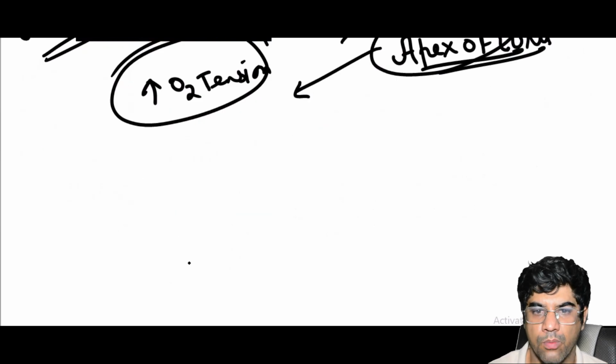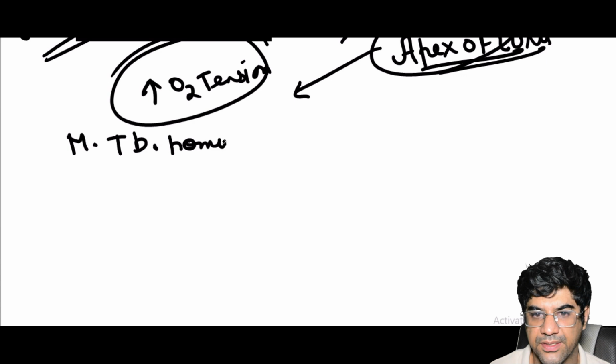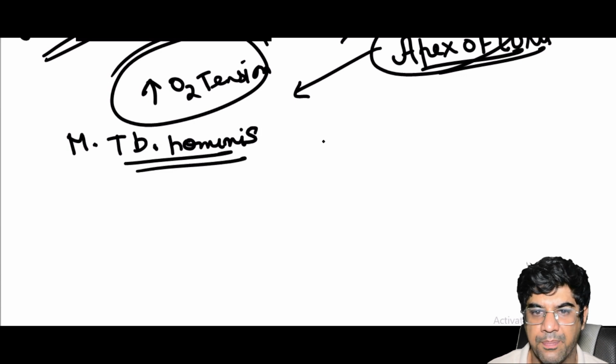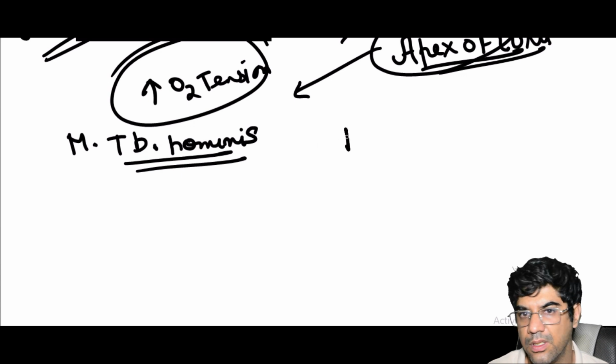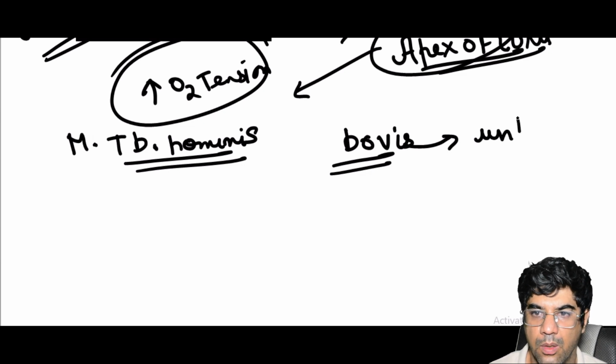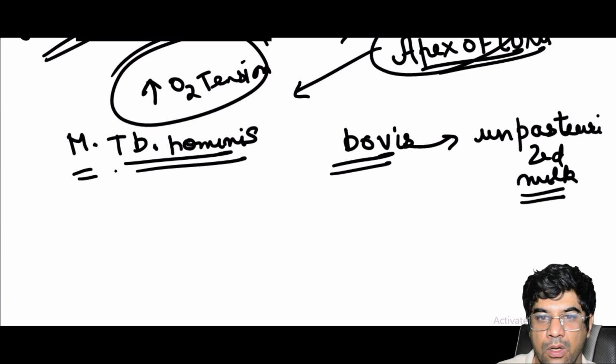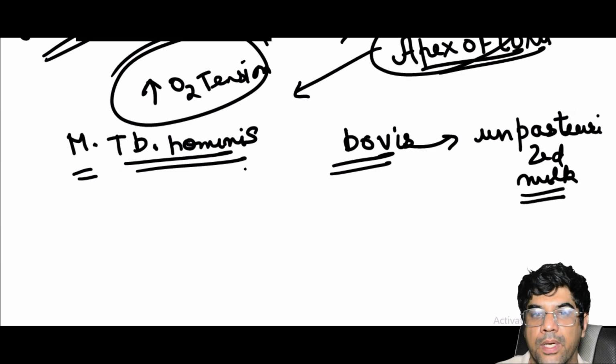Now coming to what are the most common strains in human. In human, it is M. tuberculosis hominis. And in the past, M. tuberculosis bovis was due to the consumption of unpasteurized milk. Now, which strain of M. tuberculosis is most common in human today? It's the M. tuberculosis hominis. The other strains include the M. microti, M. smegmatis, etc.